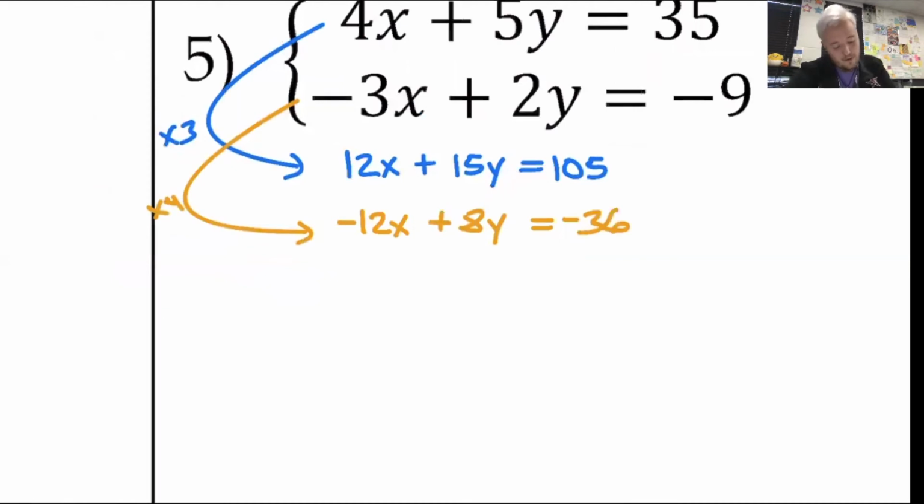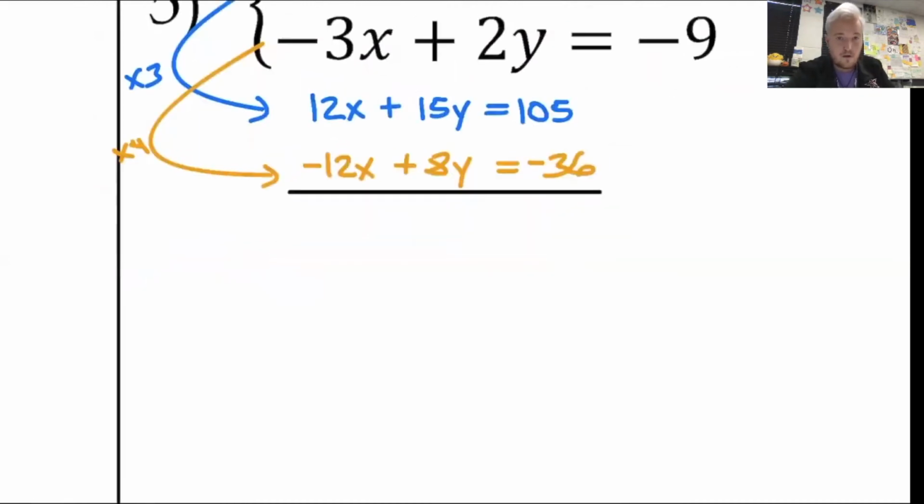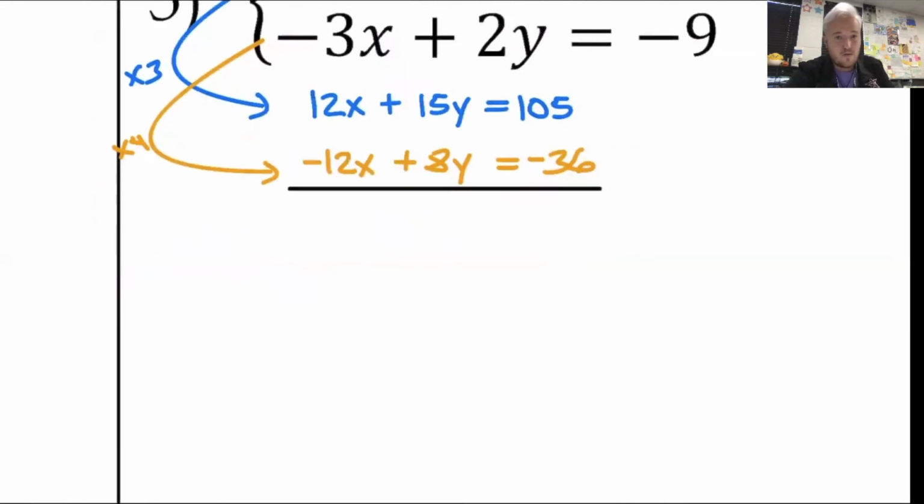Let's see if I can do math. It's fine, I only teach math. Mental math is hard. All right, so 12x minus 12x gives you 0x, so those zero out. 15y plus 8y gives you 23y. And then 105 minus 36 gives you 69.